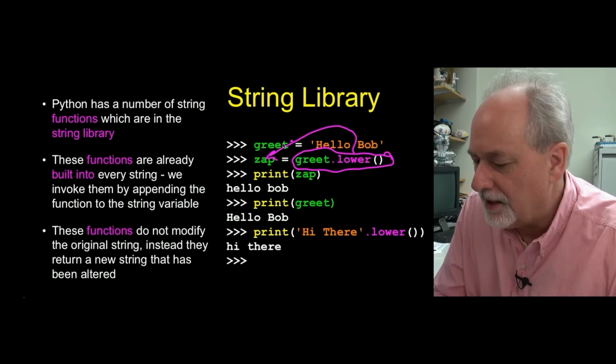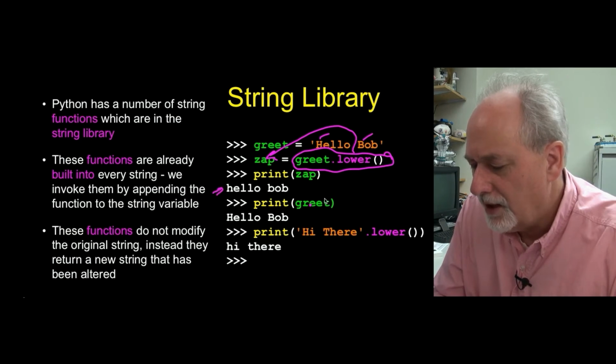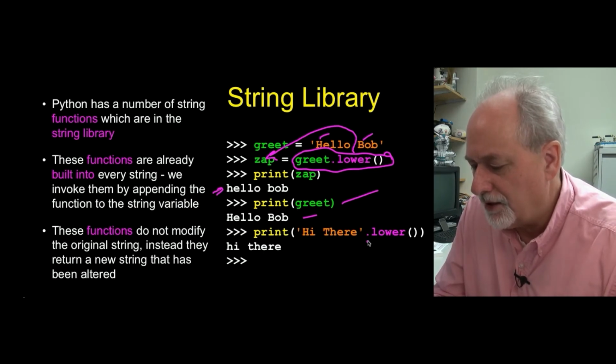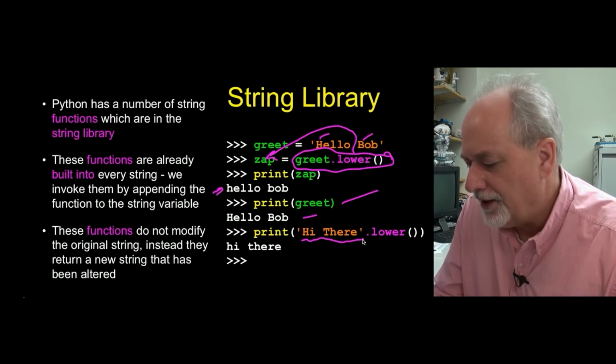It gives me a lowercase copy. So here I have hello, Bob, with an H and a B uppercase, and what I get back in zap is hello, Bob, all lowercase. And note that greet is unchanged. So hello, Bob is still there. And you can even call these methods on constants. So this is a string object, quote, hi there, quote, dot lower.